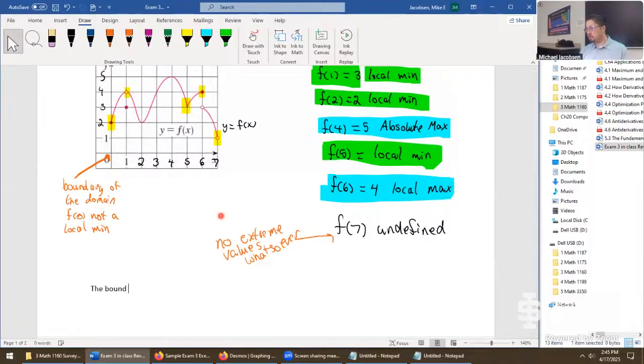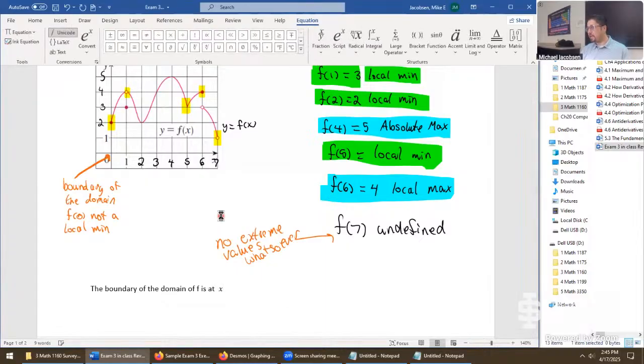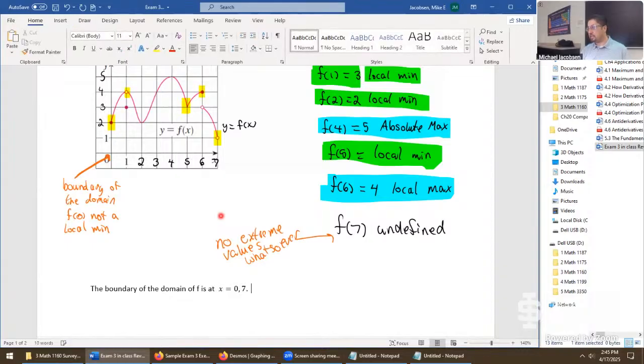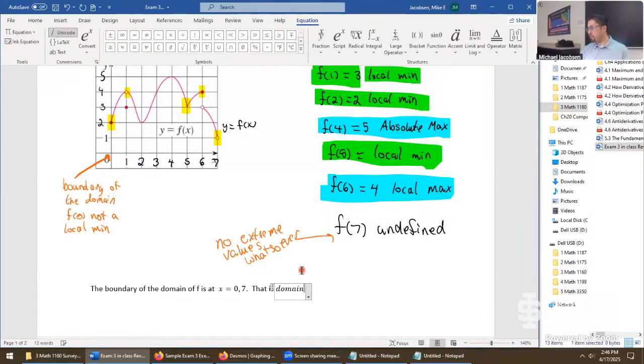The boundary of the domain of f is at x equals 0, the first boundary point, and x equals 7. So that's just where the curve started and where it ends. Even though 7 is not in the domain, it's still a boundary point. We would write the domain like this. That is, the domain of f is 0, 7.